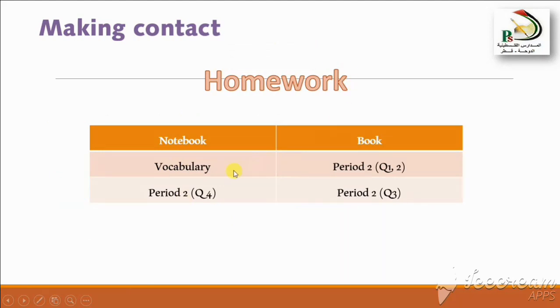This is your homework. You are supposed to note down the vocabulary that I mentioned in the video in the notebook, and also period number 2, question number 4 answers. You are going to write them in the notebook. In the book, you will note down the answers for period 2, question 1 and 2, and period 2, question number 3.